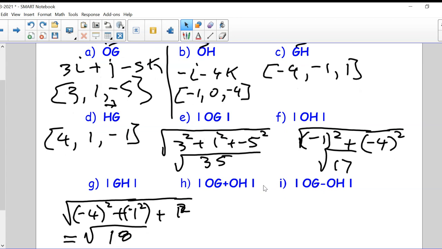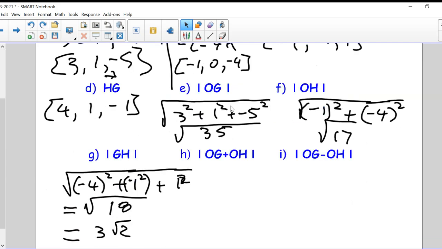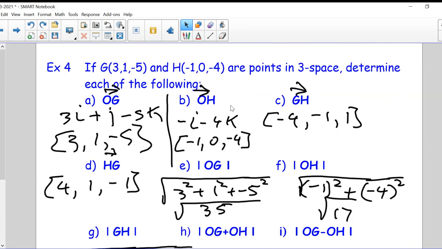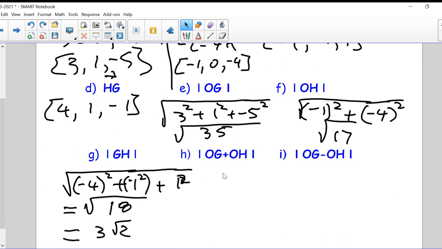Okay, so you're representing it by, in fact, what we're really doing is adding the components together. So the components of the G vector are 3, 1, and minus 5. This H vector is minus 1, 0, and minus 4. We can actually simply add those components together. It's really, really that simple. So 3 plus minus 1 is 2.